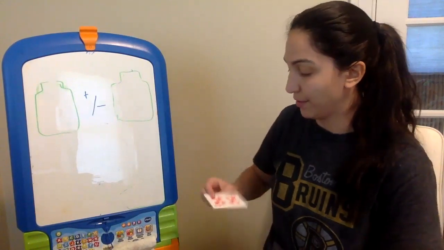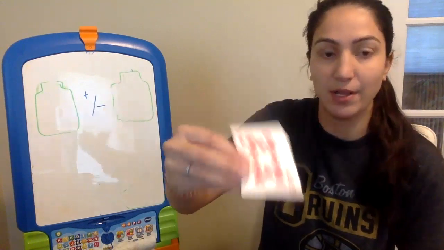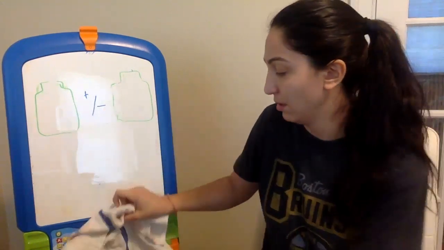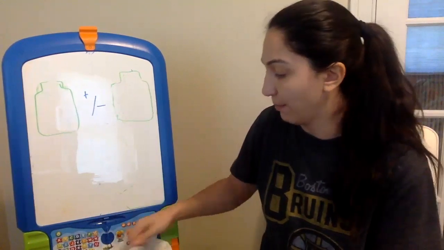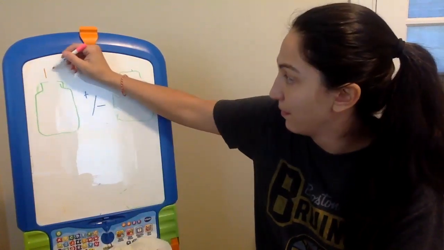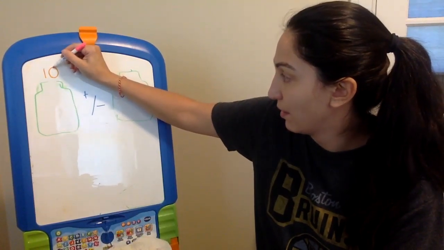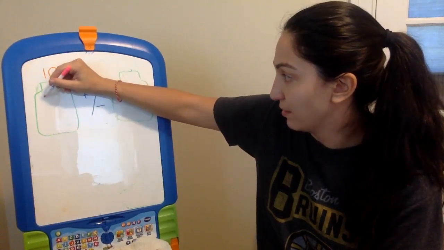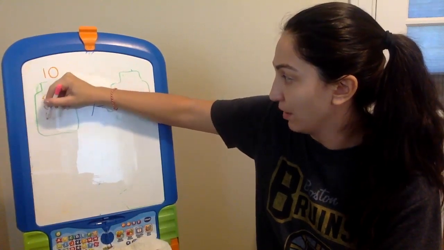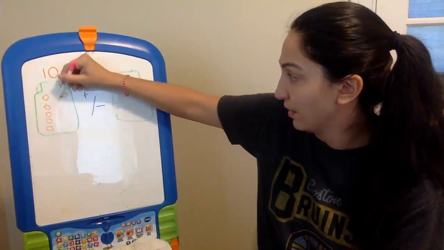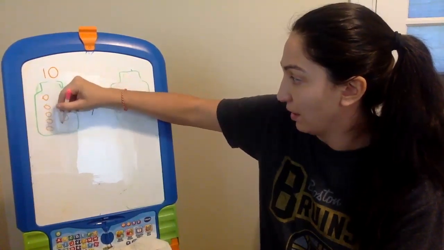All right, let's start. So my first number is 10. So I'm going to write that number right here. I'm going to draw my 10 dots. 1, 2, 3, 4, 5, 6, 7, 8, 9, 10.